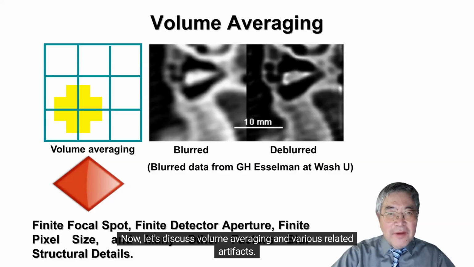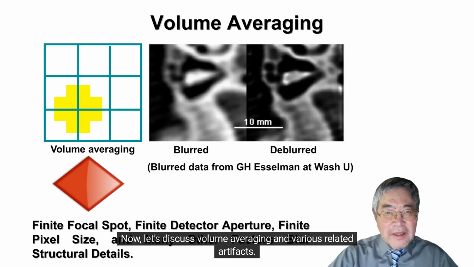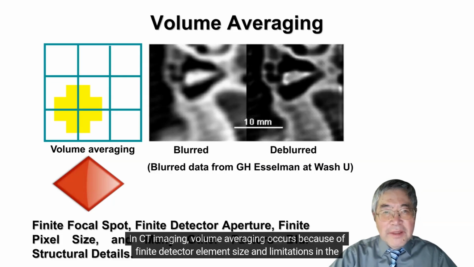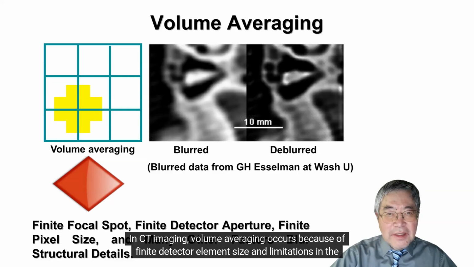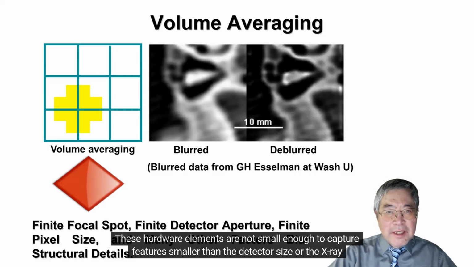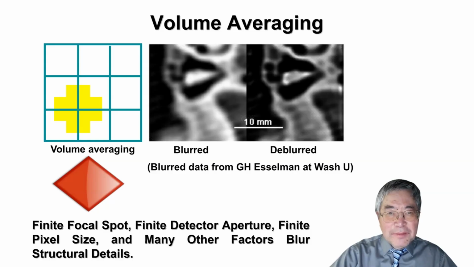Now let's discuss volume averaging and various related artifacts. These artifacts are not difficult to understand conceptually, but effectively removing them can be challenging. In CT imaging, volume averaging occurs because of finite detector element size and limitations in the reconstruction matrix's resolution. These hardware elements are not small enough to capture features smaller than the detector size or the X-ray focal spot.